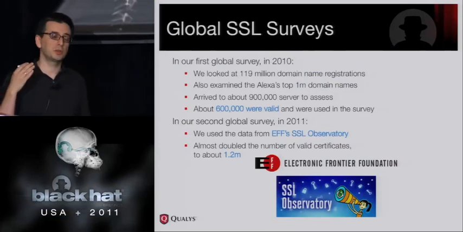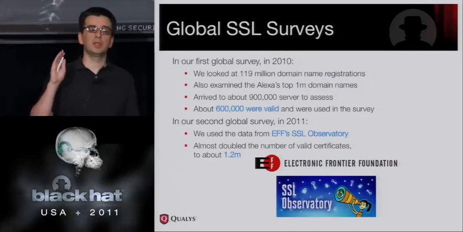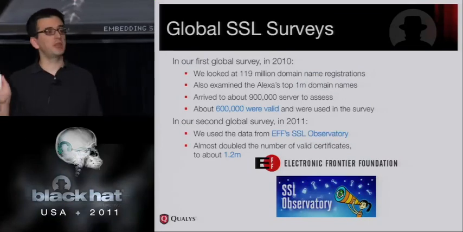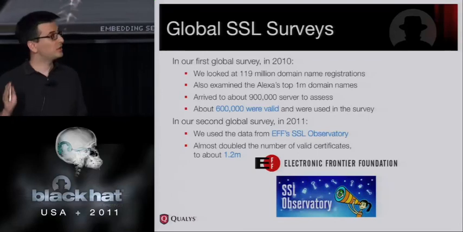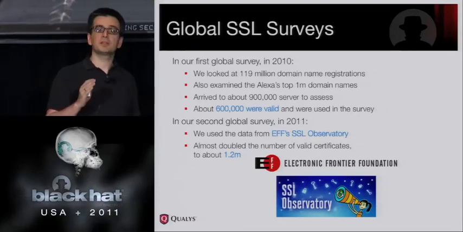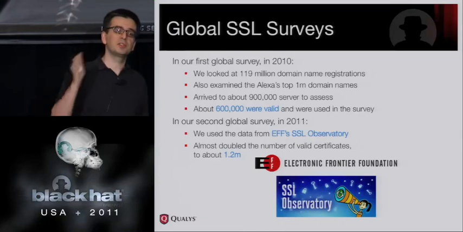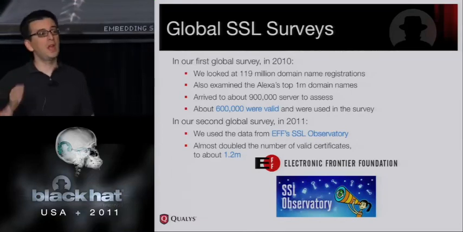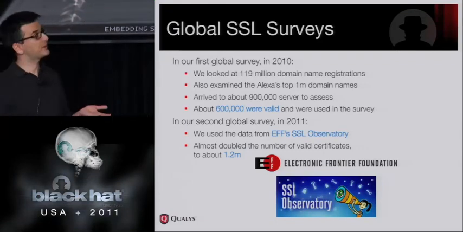The first survey that we did was in 2010, and we started with about 60% of all domain name registrations, which is about 120 million of those. Then we tried to find SSL servers behind each of those domain names. We found about 600,000 participated eventually in our survey, and these are 600,000 sites with valid SSL certificates.